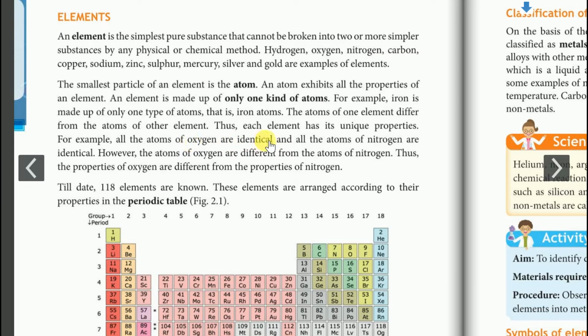Thus, each element has its unique properties. Atoms of oxygen are identical and all atoms of nitrogen are identical. But the atoms of oxygen are different from the atoms of nitrogen, because an atom of oxygen is the smallest particle of the element oxygen, and the other is the smallest particle of the element nitrogen.